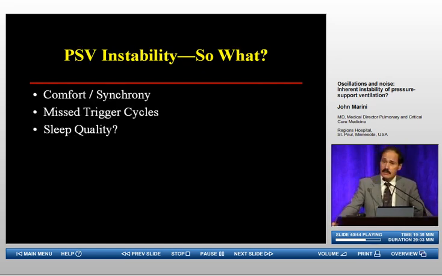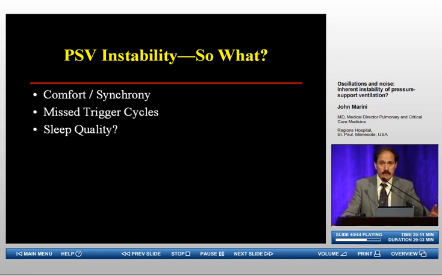If you believe me, and I don't think you should because this is all theoretical and experimental, if you believe me that there is some inherent instability in pressure support ventilation in the setting of obstructive lung disease, your feeling should be, so what, okay? Well, it may have something to do with comfort and synchrony that people feel, especially in the setting of obstructive lung disease. It certainly can account for missed triggered cycles if auto-PEEP varies all over the map.